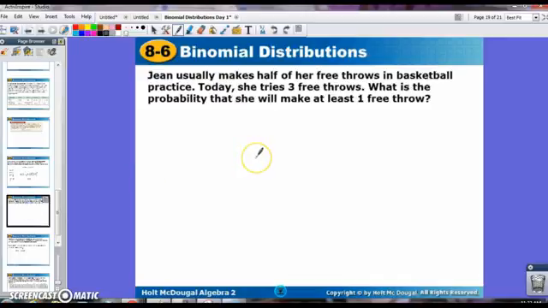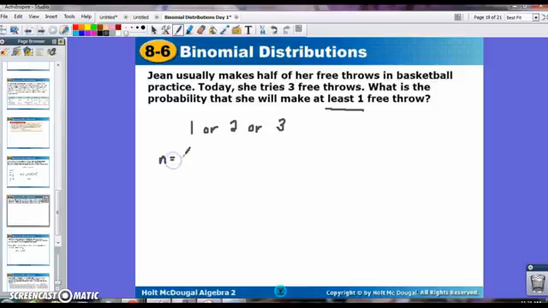Let's go ahead and look at a different problem, still talking about Jean and her free throws, but it's worded slightly differently, so we're doing something that's a little bit different. Again, it says that she usually makes half of her free throws, and she's trying 3. In this case, it doesn't say exactly 1, it says at least 1. What is the probability that she will make at least 1 free throw? At least 1 means she could make only 1, she could make 2 of the 3, or she could make all 3 of the 3.